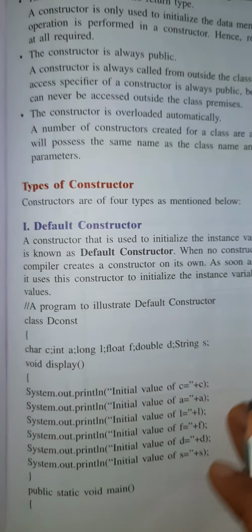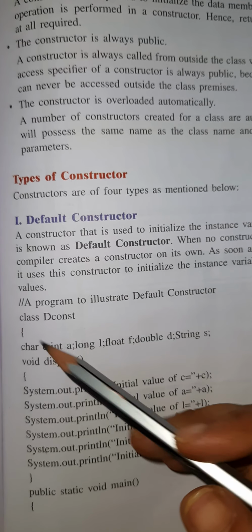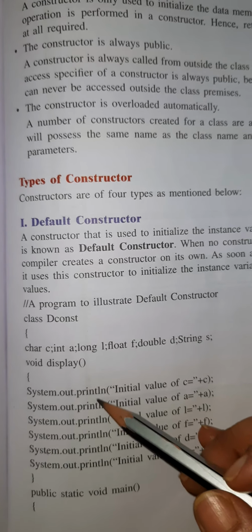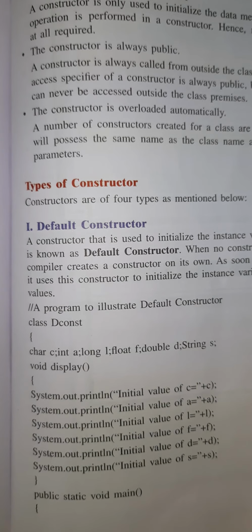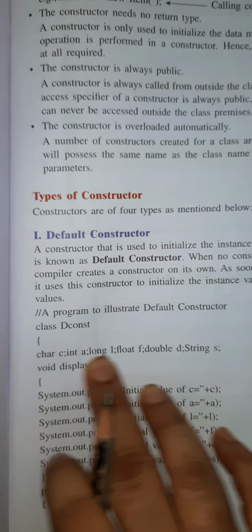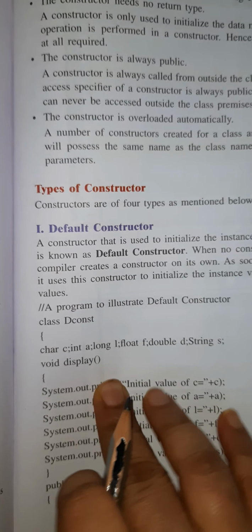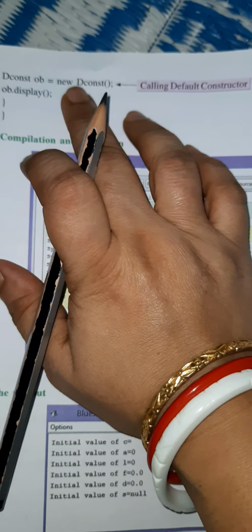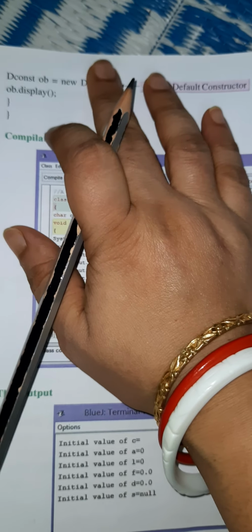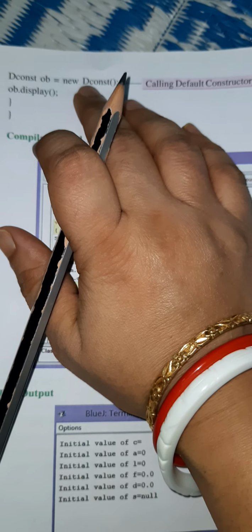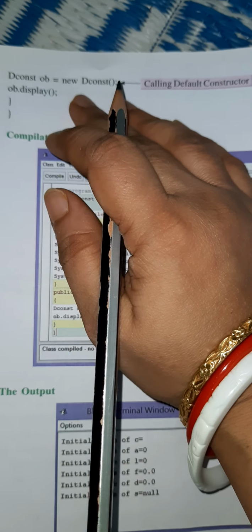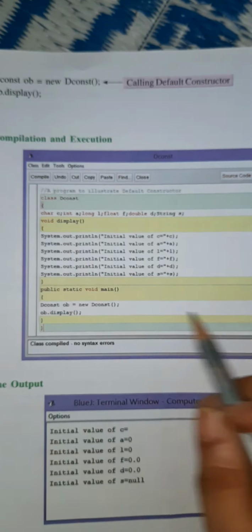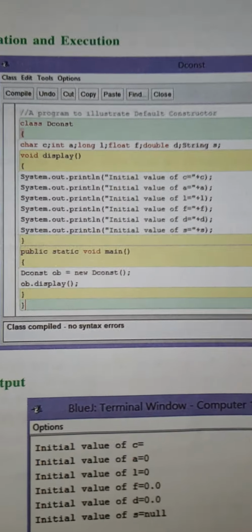Here there is a small program, with a class, and you see there is no constructor. Here the variables are declared and only the display is done. The class object is made, so the constructor is called because we have not given any value to the instance variables.